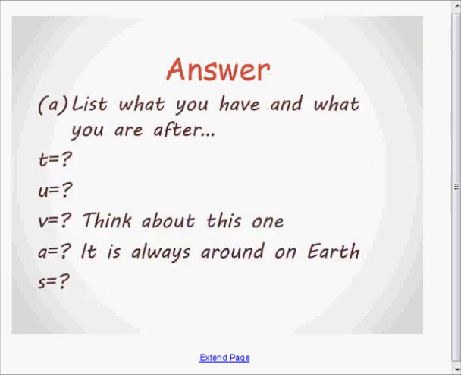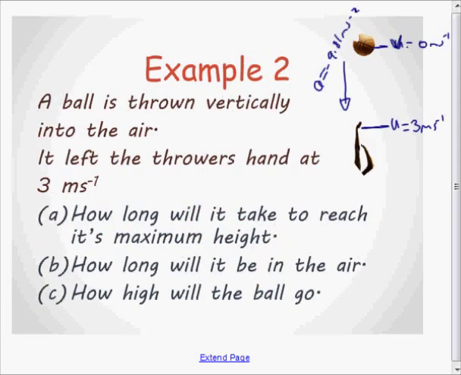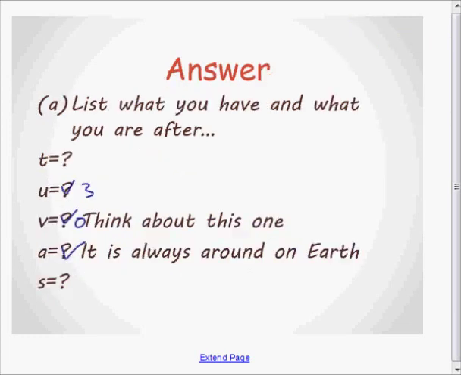So if we look at the question here, we have a, negative 9.81. We've got v, which is 0. We've got u, which is 3. And we're trying to find time. How long will it take? So we're trying to find t. So what equation has v, u, a, and t?